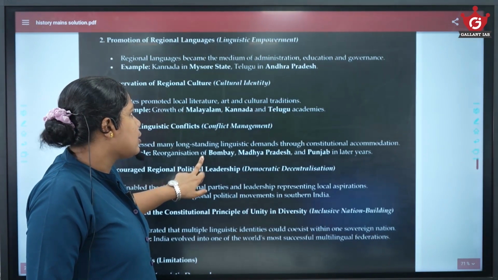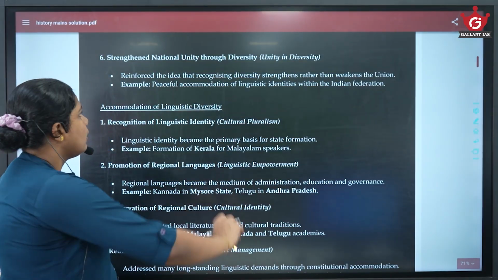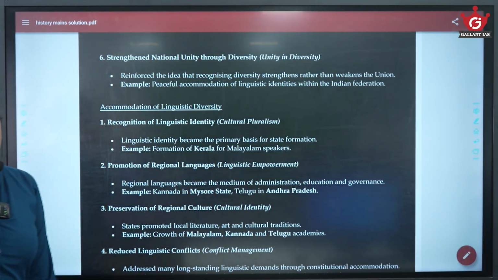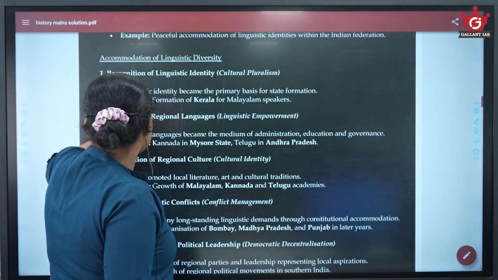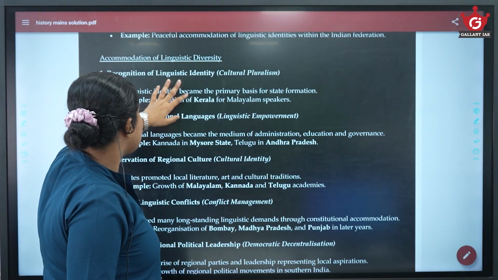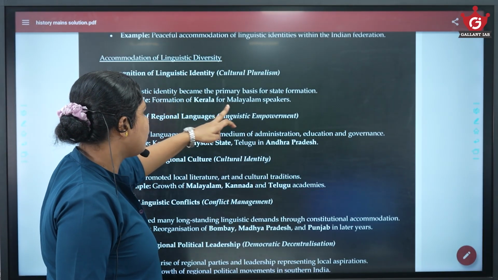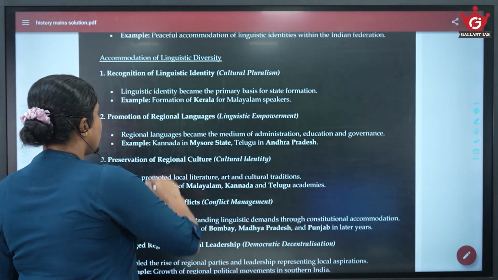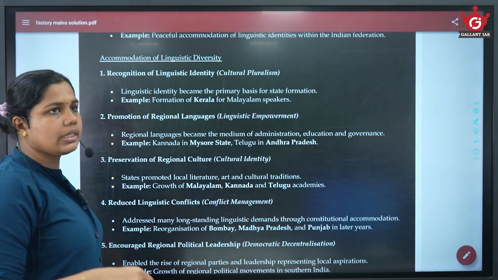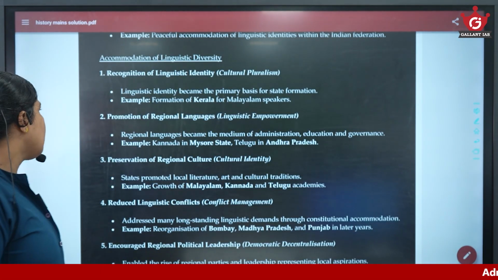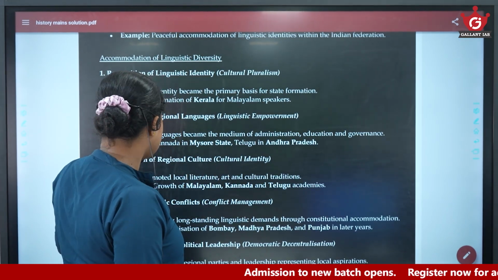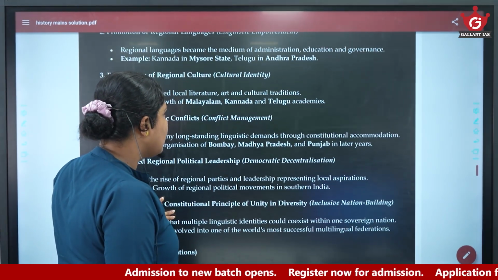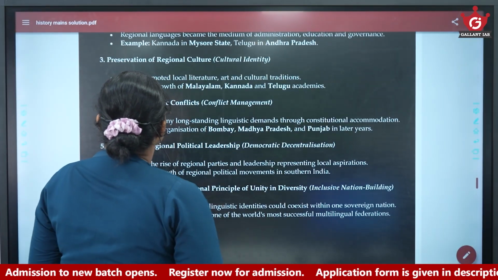Then it strengthened the national unity. You can talk about it, how the peaceful accommodation was done to the Indian Union in federation. Then how it accommodated linguistic diversity. You can mention about recognition of linguistic identity. For example, formation of Kerala for Malayalam speakers, like Tamil Nadu, Andhra, etc. Promotion of regional languages like Kannada in Mysore state, Telugu in Andhra Pradesh, you can mention, as regional languages became the medium of administration. Next is preservation of regional culture.